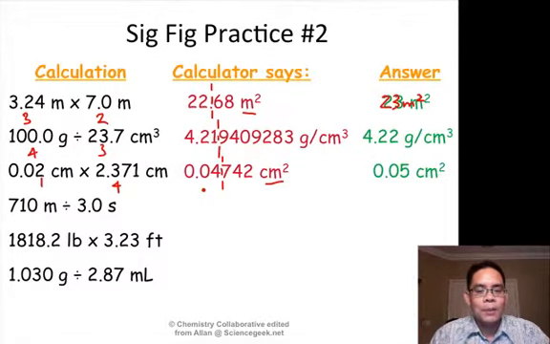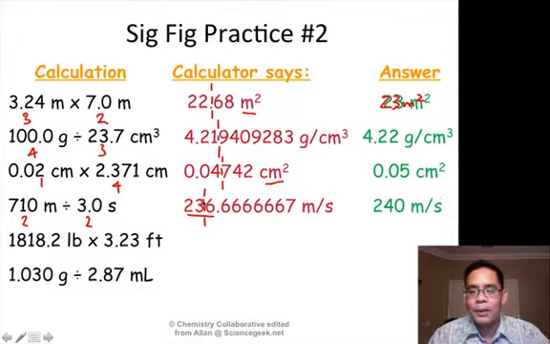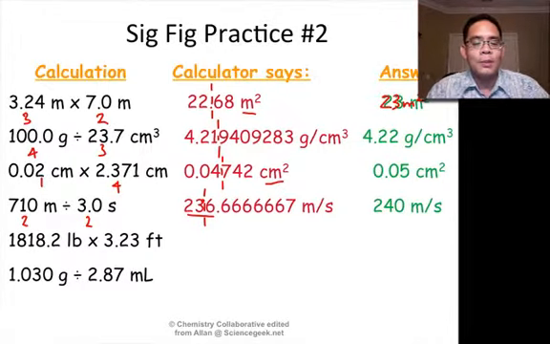In the next one, when I plug that in the calculator, I get again a number with lots of sig figs. This one has 2, this one has 2, that 0 at the end doesn't count. I get meters per second, so I only want 2 sig figs. So when I cut that off, I don't just write 24, I need to write 240 because 236 is closest to 240 when I round up. So I put 240 meters per second.